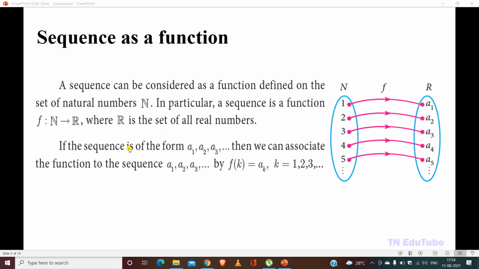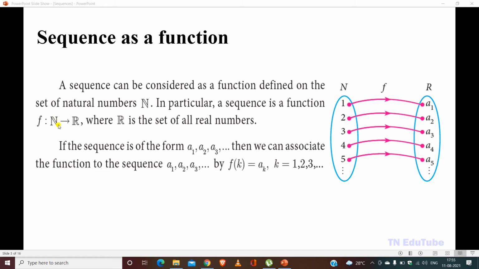Okay, children. If the sequence is of the form a1, a2, a3, then we can associate a function to the elements a1, a2, a3, etc. by f(k) is equal to a_k, for k in the general form. When k is equal to 1, the function f is defined like this: f(1) is a1, the first element. f(2) is a2. f(3) is a3, like that.